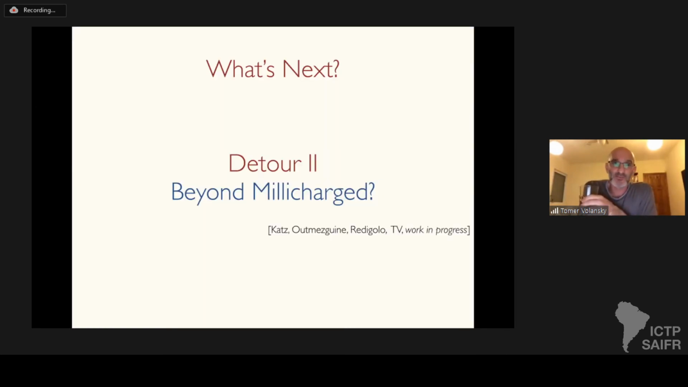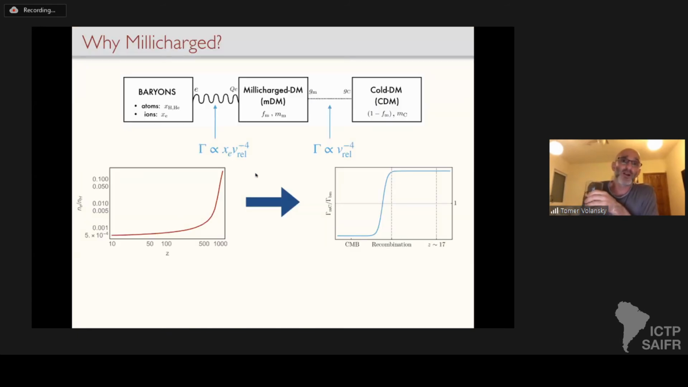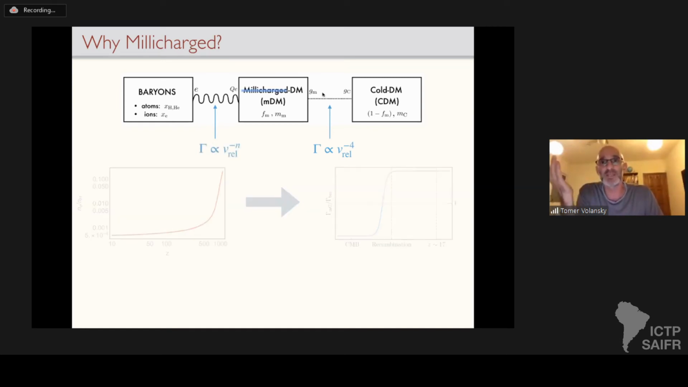What's next? So far I described a model where both of these couplings were Rutherford-like, and we used the time dependence of the coupling, the time dependence of the bath, due to this xe, the free electron fraction. But you could ask why have milli-charge at all? Maybe we can have just a different type of dark matter that mediates between the CDM and the baryons. So instead of milli-charge, you can have something else.